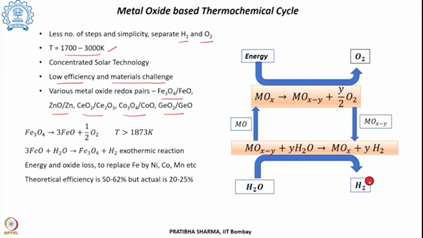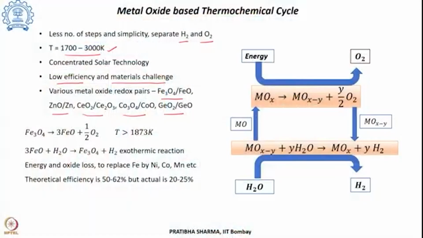Now among the various metal oxide redox pairs which are known and well studied is the iron oxide pair, where Fe3O4 converts into either FeO or elemental metallic iron and produces oxygen. The temperature of this reaction is high, 1873 Kelvin. FeO again reacts with H2O to produce Fe3O4 back and hydrogen. This is a slightly exothermic reaction.